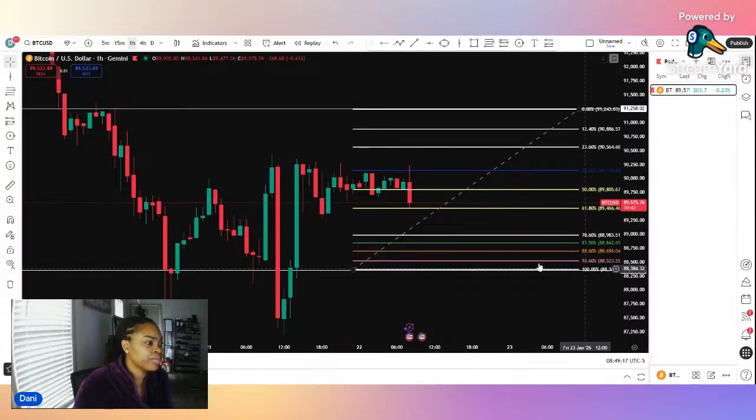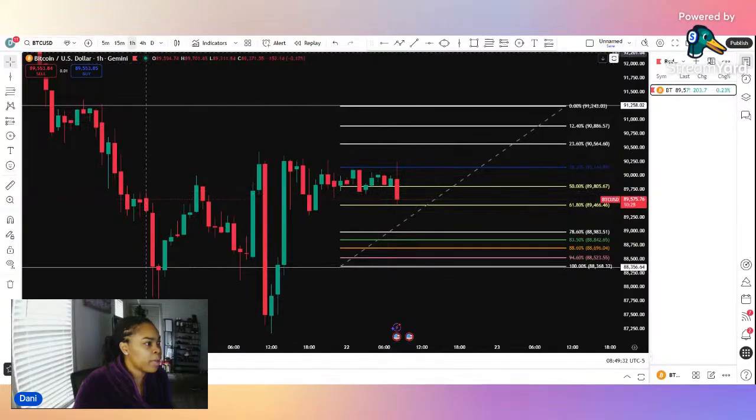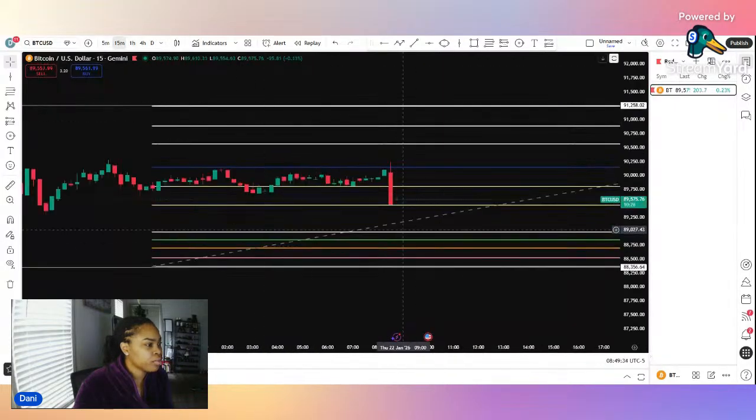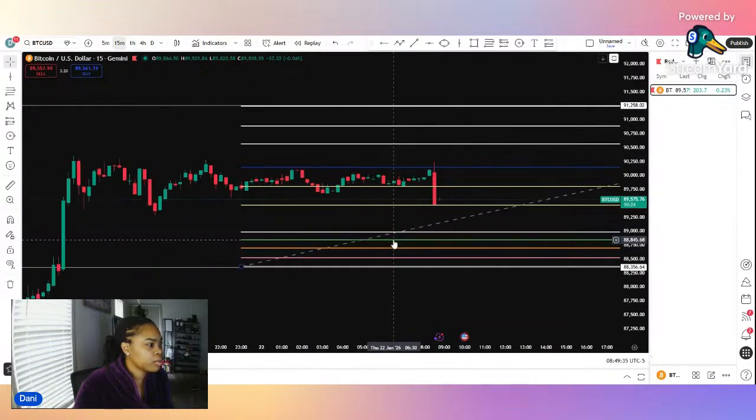I mean, it is pushing down, I'm not gonna lie. And it's breaking and closing over this 382 over this golden zone. But I'm gonna go with my bias, you guys. There's possibility for it to come all the way down and correct itself.